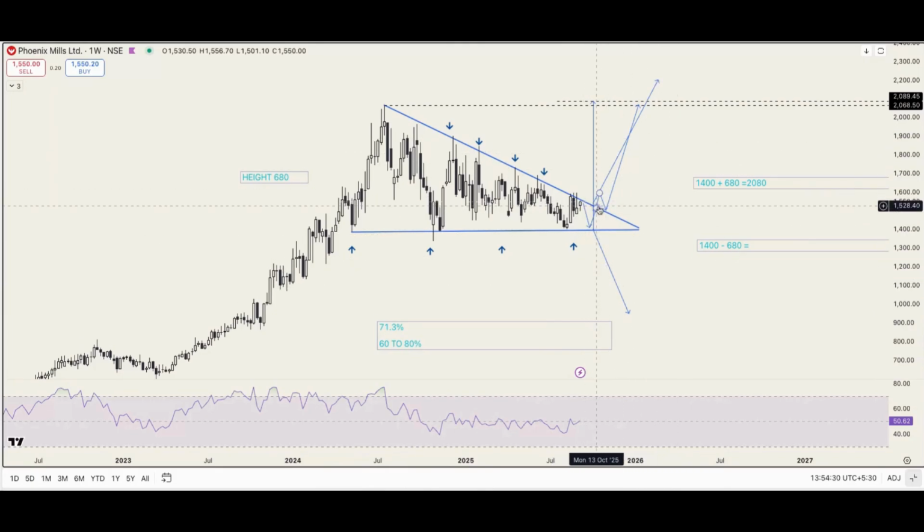I am expecting an upside breakout for the higher targets here. Well, I'm bullish on Phoenix Mall right now. I'll share that later on.